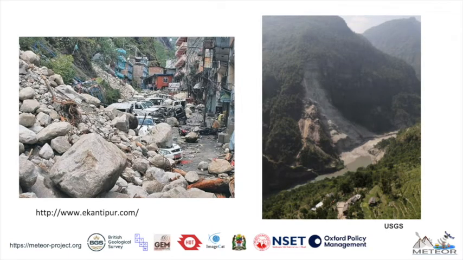In this slide, we're looking at failures in rock, and these have been triggered by earthquakes. So we have rock falls on the left, so we can see all the individual blocks, varying different sizes, that have fallen down or rolled or bounced onto this road and damaged these cars and the houses. And then on the right-hand side, we have a rock slide which has blocked a river.